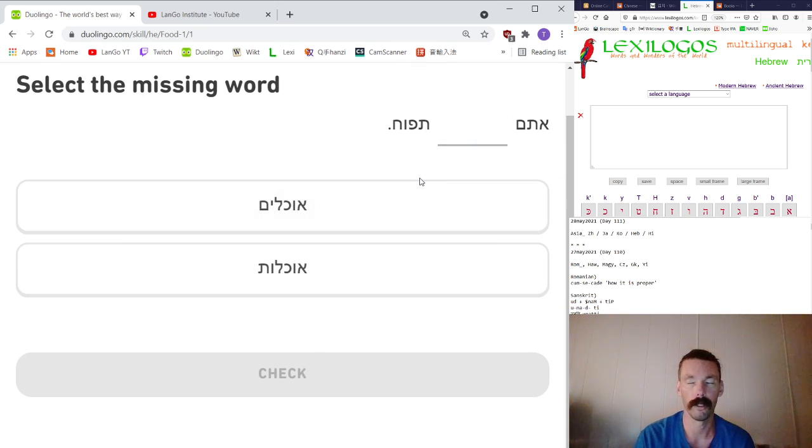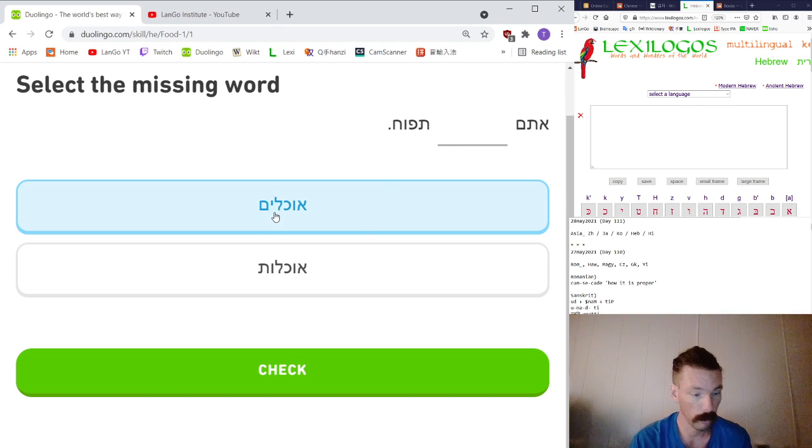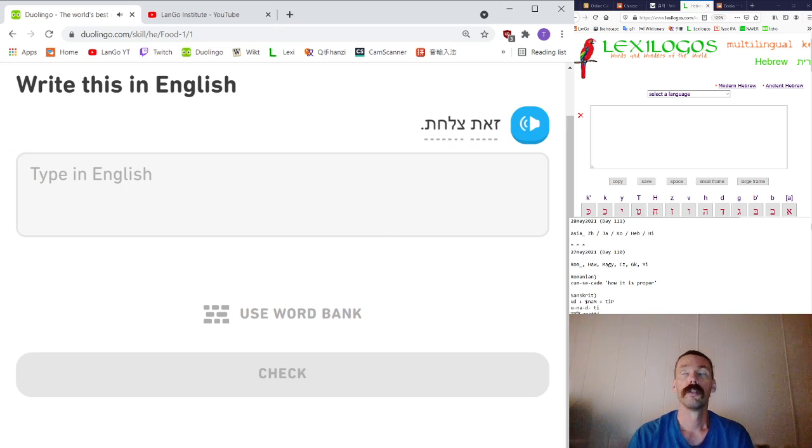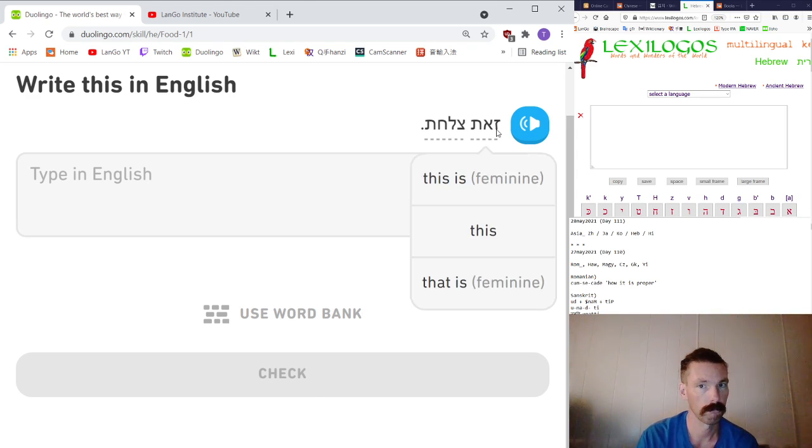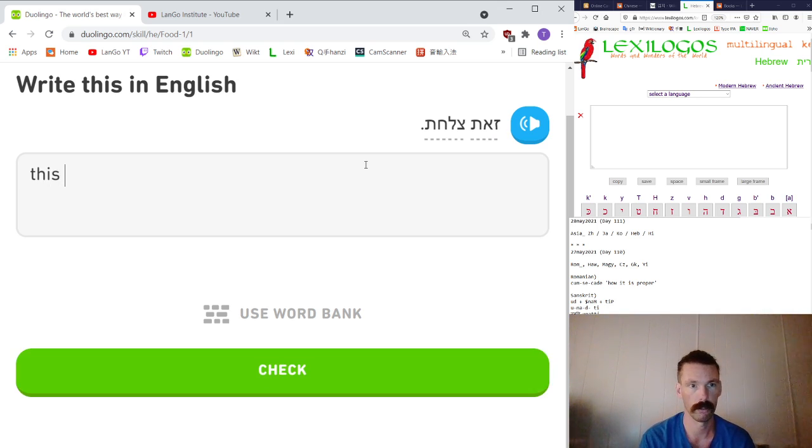Them, they, something. Tapuach. So ochelim makes sense. There it agrees with the subject. זאת צלחת. Tapuach. That's one with a transitional ah developing. Now we've got zot. It's going to be plural, feminine. זאת צלחת. Those are plates. That is a plate. This is a plate, that is a plate. Singular.